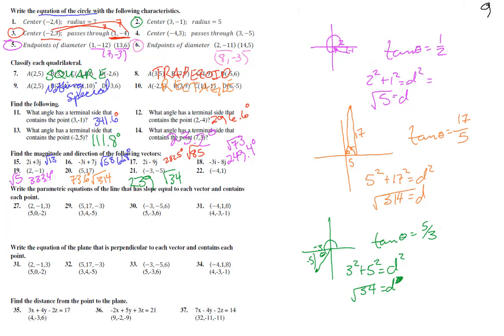And the final one, number 22. We are at -4, 1. Oh, -4, 1. We're up here in the second quadrant with a -4 and then a 1. So there's our little theta. So we got tangent of theta equals 1/4.